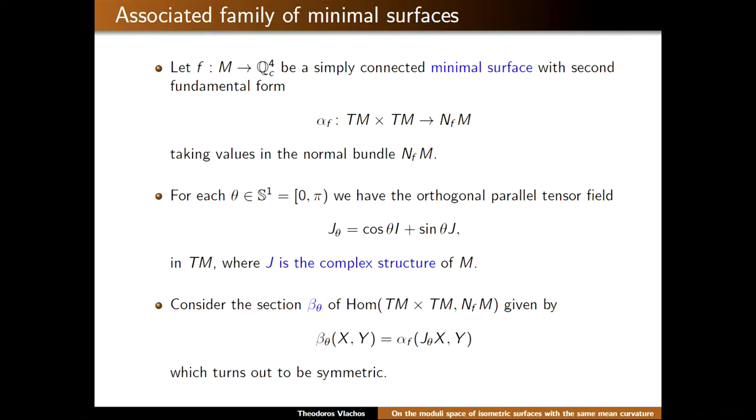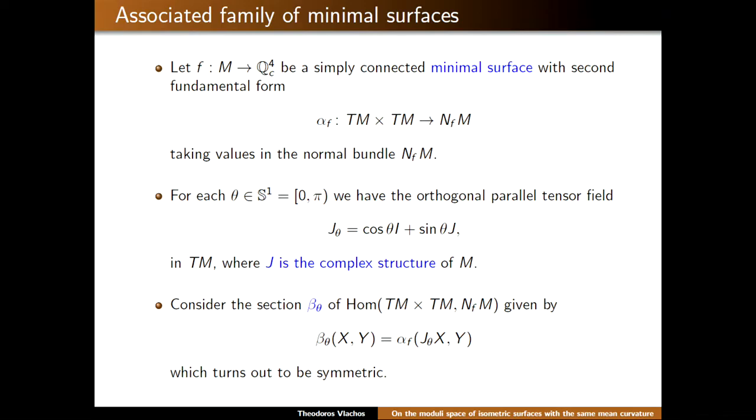In fact, in the case where this space is a circle, it's a standard thing how to obtain the one-parameter family of isometric deformations. So start with a minimal surface with second fundamental form, let's say alpha, that takes values in the normal bundle, of course. For an angle theta, consider J theta, which is the rotation of angle theta, and J is the complex structure of the surface. And then consider this tensor, which is obtained by rotating the second fundamental form by angle theta.